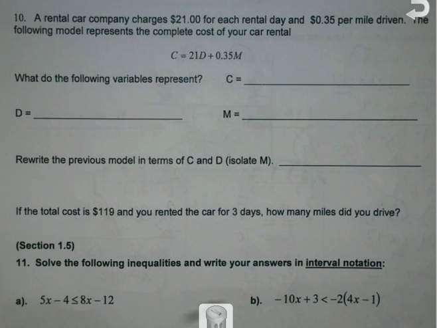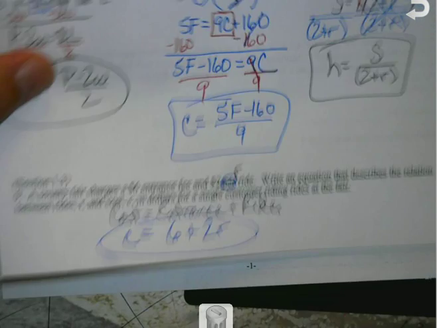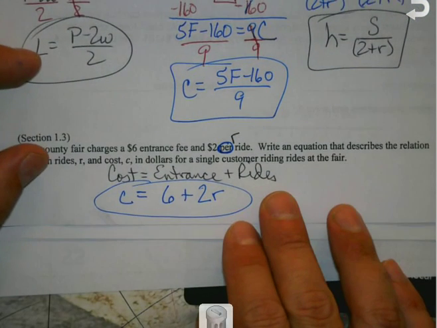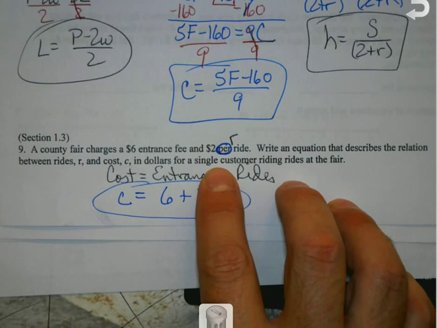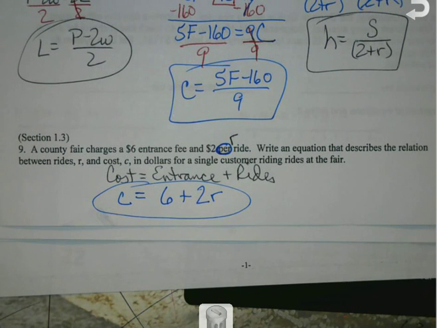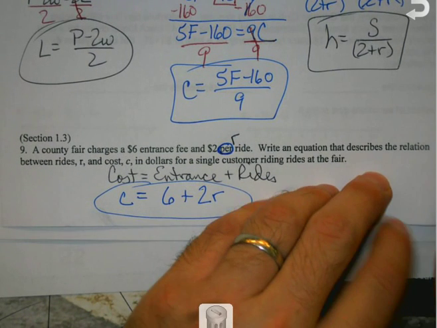Yes, sir? Could you still put a variable after the fee or entrance fee? Like, could you still put like that? Or no? You could attempt to. The only reason I'd say I wouldn't or that it isn't necessary is that it's talking about a single customer. So it's not like we're trying to figure out the cost of 3 people going to the fair and each having 2 rides. Now, if they did, we absolutely could add it, and it wouldn't be wrong if you did that. Good question.